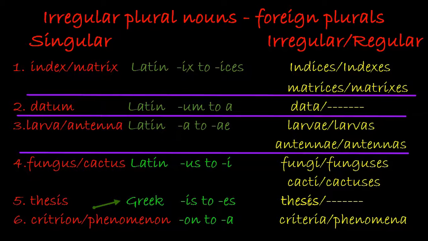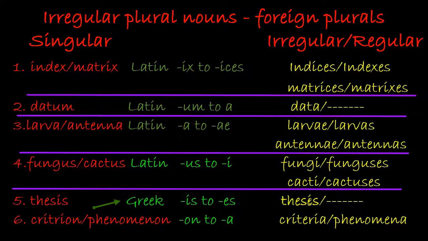Next, we have words like fungus and cactus, whose ending changes from final us to final i, which we find in a word like fungus, the singular, and then the irregular plural of that is fungi. And, as I said before, there are some people who use funguses. But again, that regular plural is more informal.